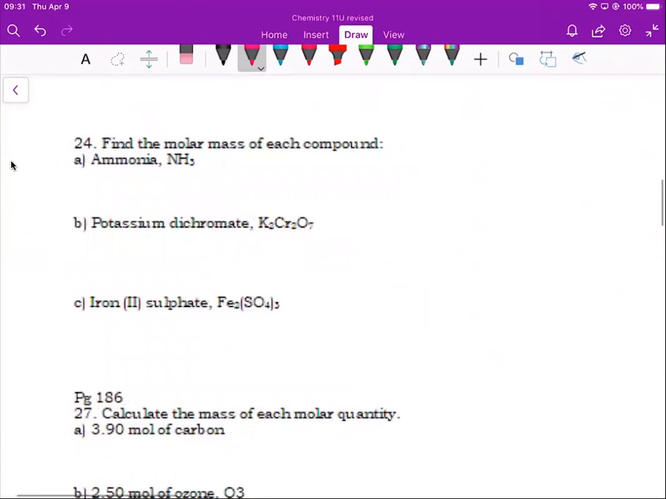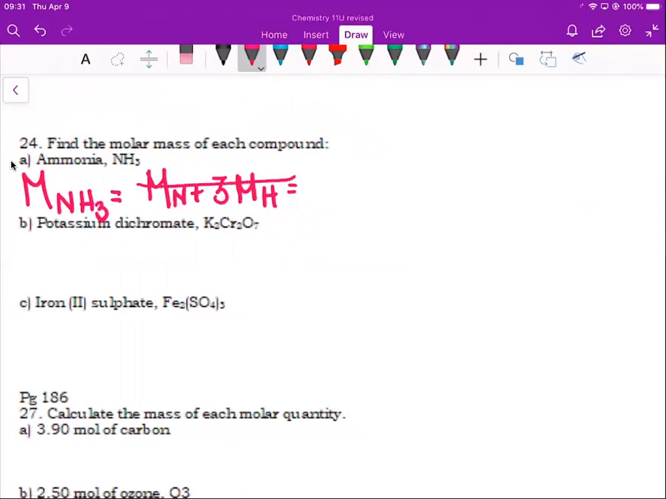But let's look at a simple question like finding the molar mass for each of these compounds. Right now we're finding the molar mass of ammonia. So molar mass is big M, and I put subscript NH3. And if you want to show your work, this is how I would show it. Oh, sorry, not 3, H. Otherwise, you don't really have to put this step unless you're calculating something gigantic like iron sulfate, and I think there's one even worse down there.